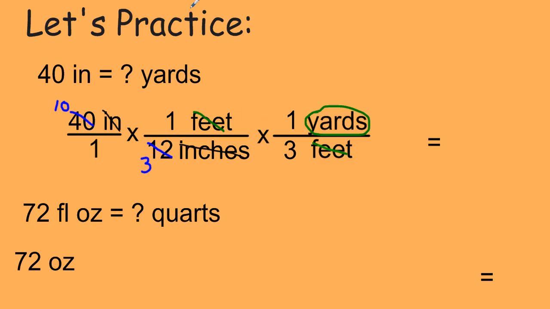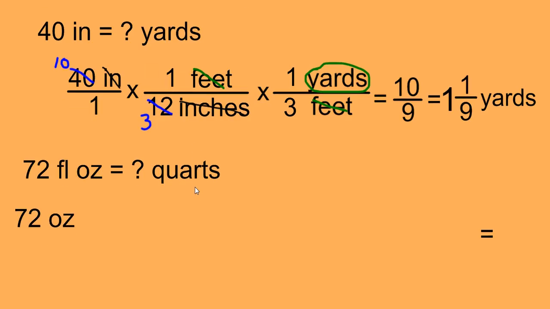Now we multiply across. 10 times 1 times 1, and 3 times 3 gives us 10 ninths, which converts to 1 and 1/9 yards. Let's look at our other example. We'll go a little faster with this one.